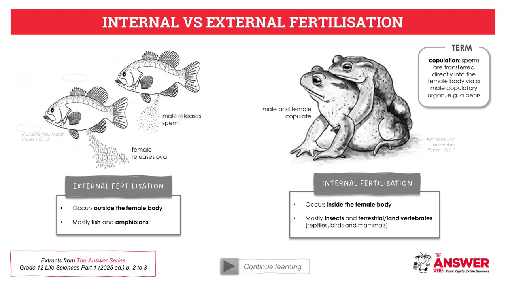On the other side, we do have an example of amphibians that perform internal fertilization, the 2 frogs there from the 2023 NSC November Paper 1. The male and the female are copulating, which means that sperm are transferred directly into the female body via the male copulatory organ, in other words, a penis, for example. So internal fertilization means that it occurs inside the female body, so the gametes are protected by the female body and they are in close proximity as well, which increases the chances for fertilization. Mostly insects and terrestrial or land vertebrates, for example, reptiles, birds, and mammals, exhibit internal fertilization.